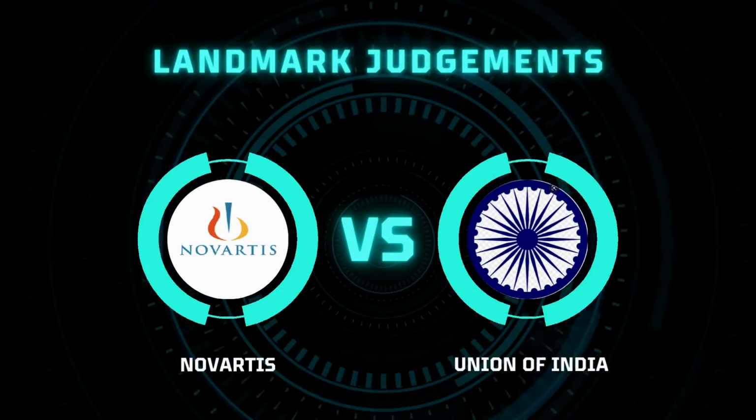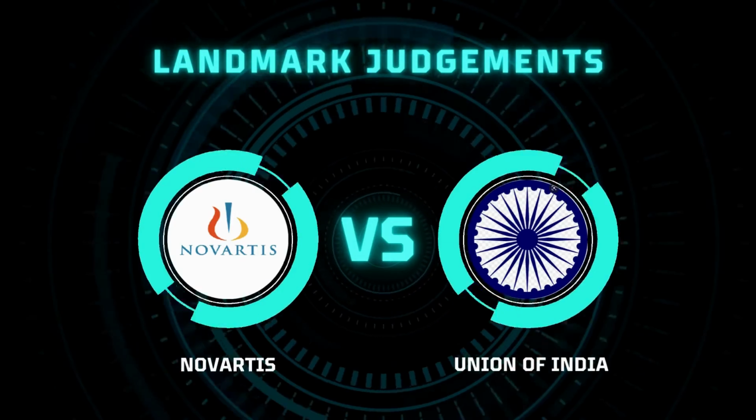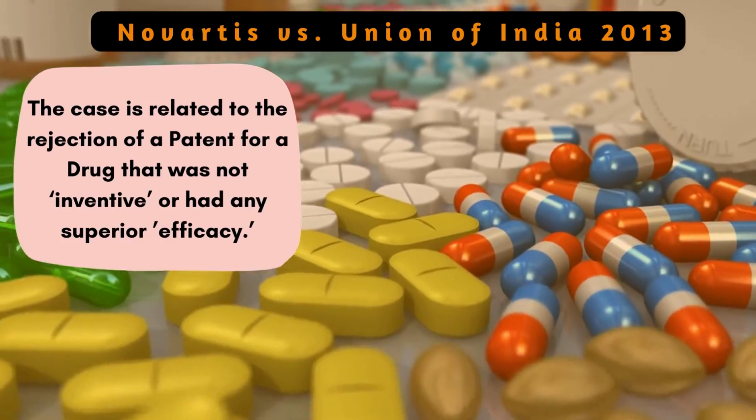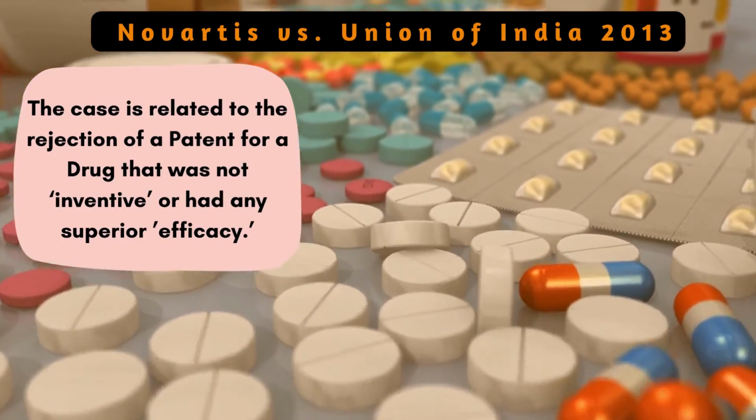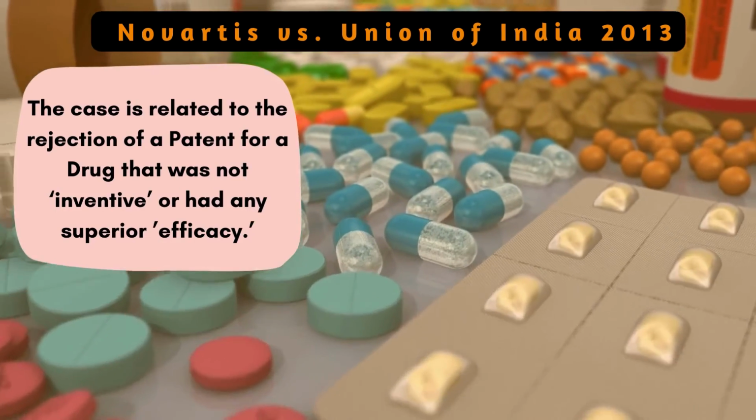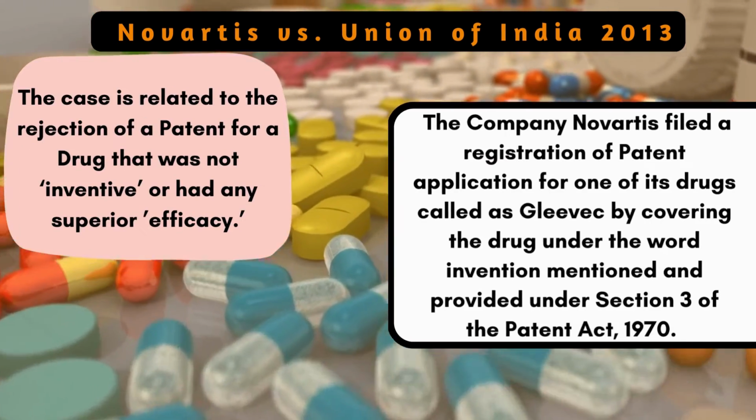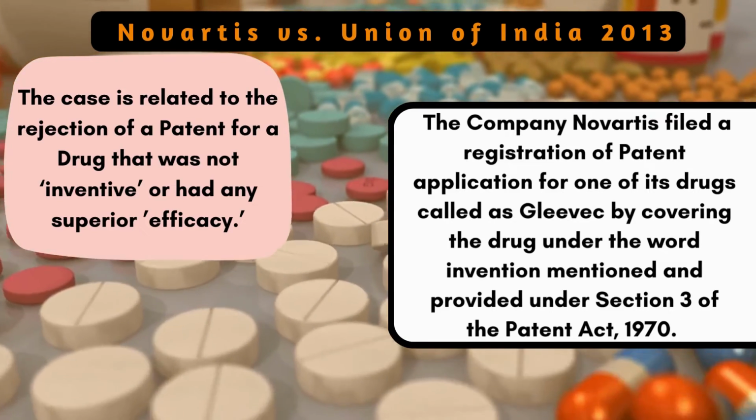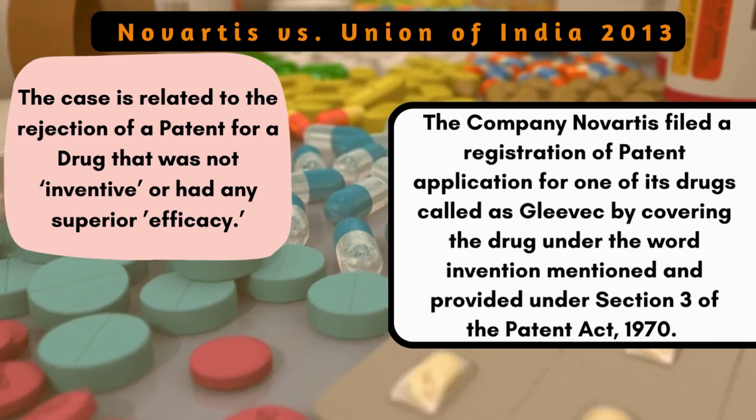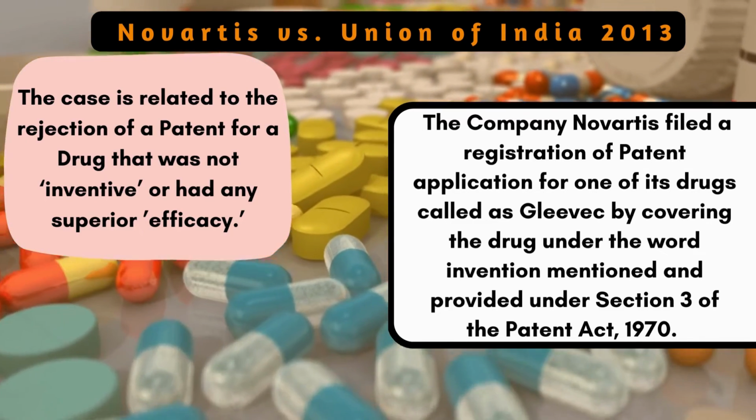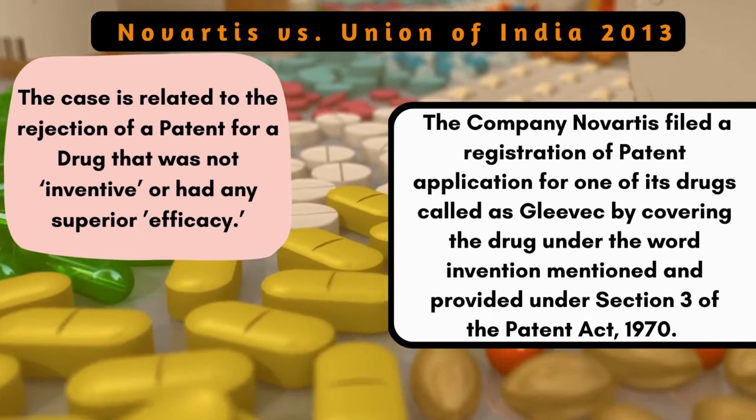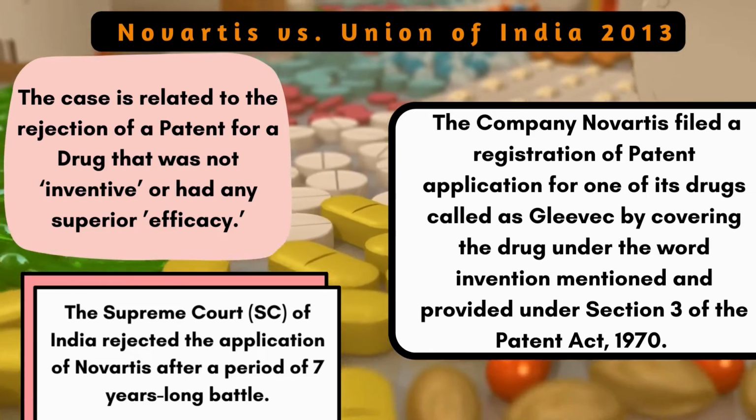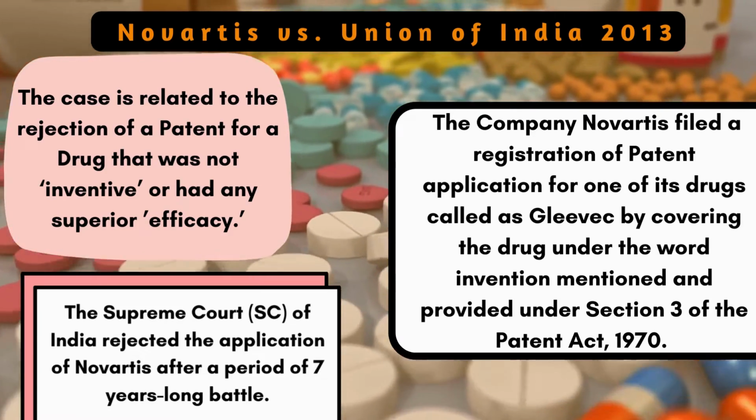Now, let us look at another landmark judgment, Novartis versus Union of India. The case is related to the rejection of a patent for a drug that was not inventive or did not have any superior efficacy. The company Novartis filed a patent application for one of its drugs called Glivec, covering the drug under the word invention mentioned and provided under Section 3 of the Patent Act 1970. The Supreme Court of India rejected the application of Novartis after a 7 year long battle.